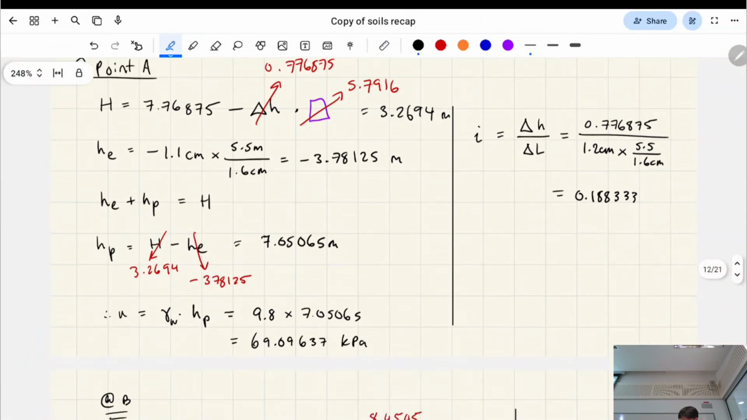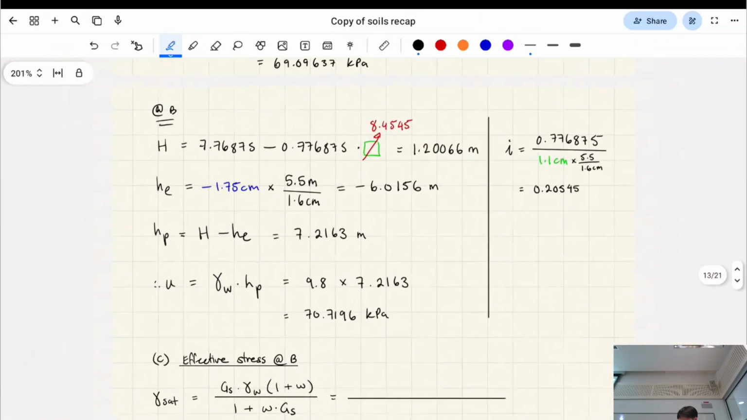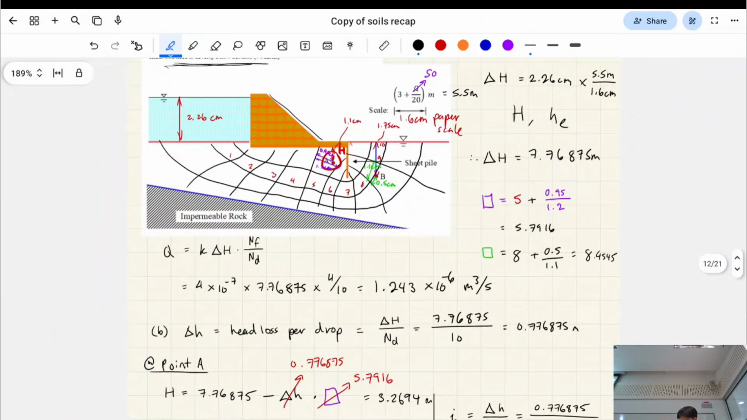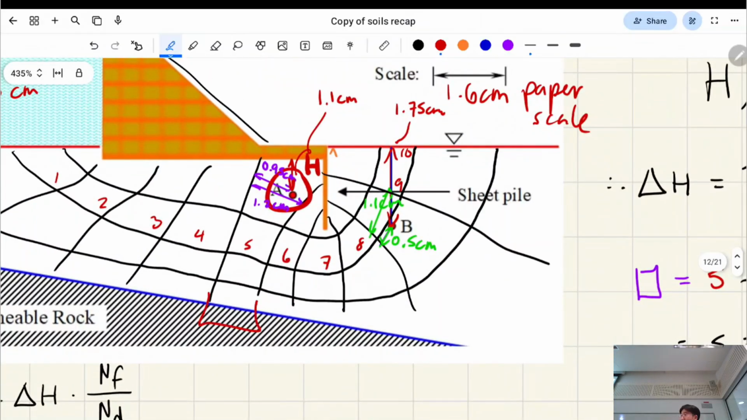Make sense? I'm not going to bother doing it again for B because it's the exact same process. Yeah. Change in head there is only one step, right? Not the entire drop. Because we care about how much energy is lost across this square. Do you know what I mean? So you use small h, not big h. Yeah, definitely use small h.